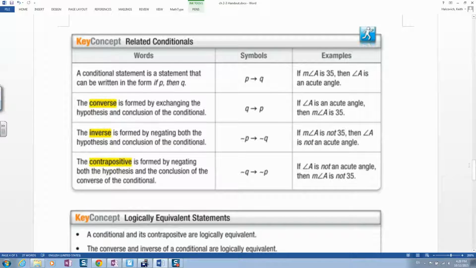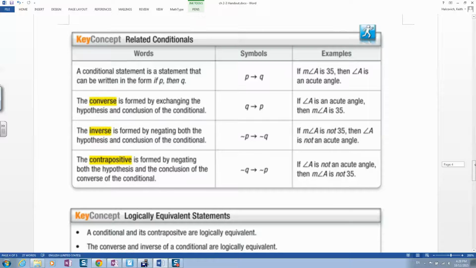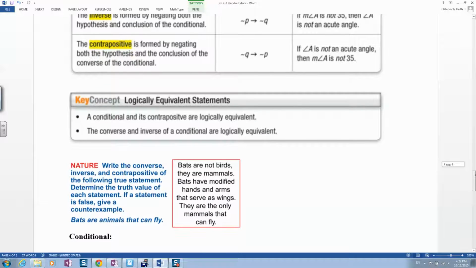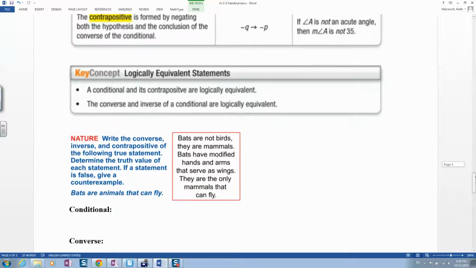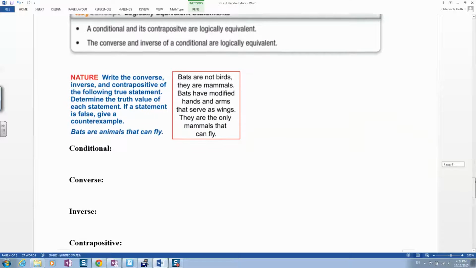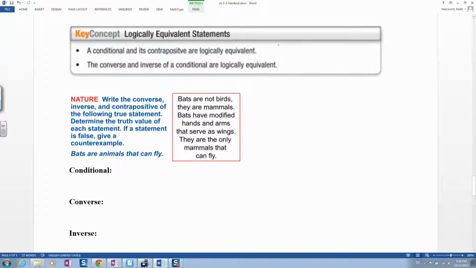All right, then conditional statements like the converse. The converse is when you switch the hypothesis and conclusion. The inverse is when you negate both the hypothesis and conclusion. And the contrapositive is when you take the converse of the inverse, so you switch them. Now, logically equivalent: the conditional and contrapositive are logically equivalent, meaning they'll both either be true or false. The converse and inverse are also logically equivalent.